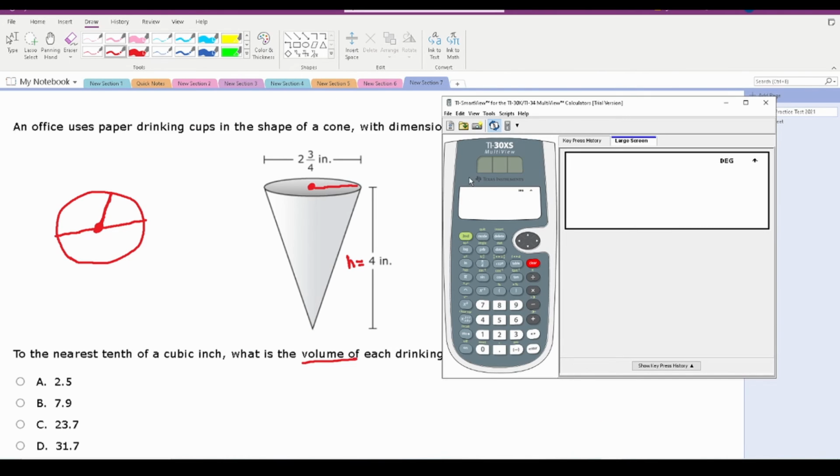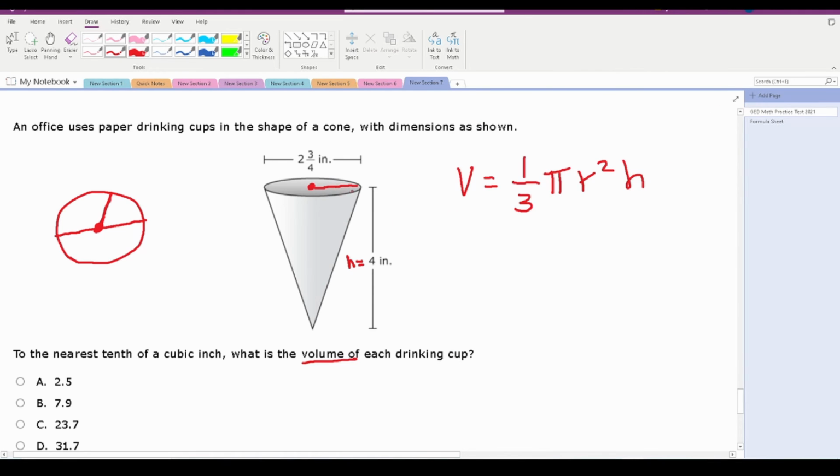I'm going to convert 3/4 to decimal form. Again, 3/4 is the same as 0.75. So this is 2.75 divided by 2. So we know the radius of this cone is 1.375 inches. With the height and the radius identified, we can just plug them into this formula and be done with this one.